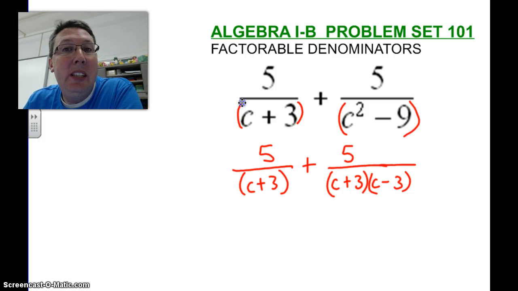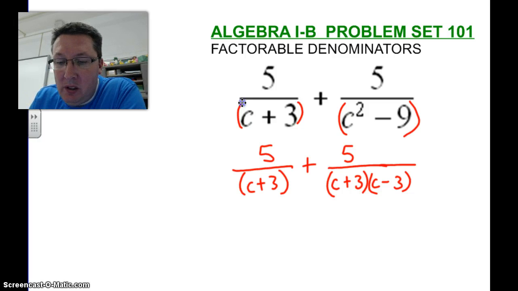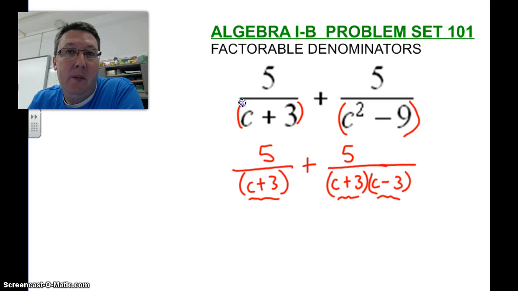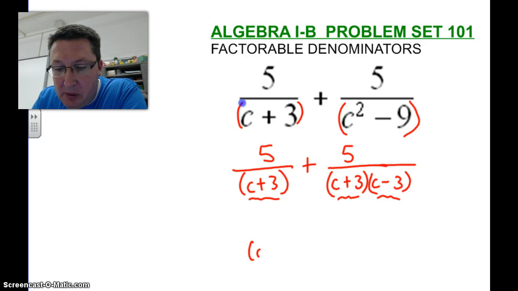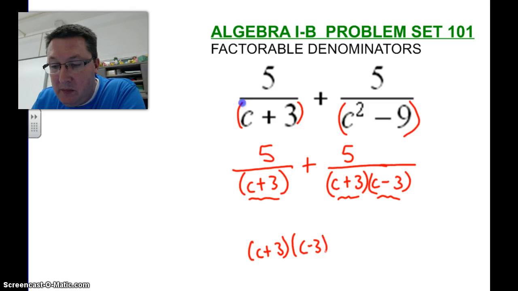Our next step is we need to get a common denominator. Well, over here I have a c plus 3. On this one I have a c plus 3 and a c minus 3. For my common denominator, I need the highest power of each factor, or in this case, each group. So that means I need a c plus 3, and I need a c minus 3 for my denominator.